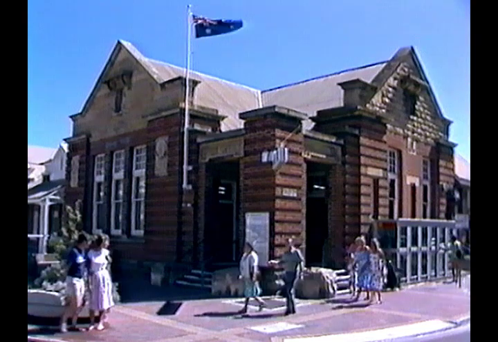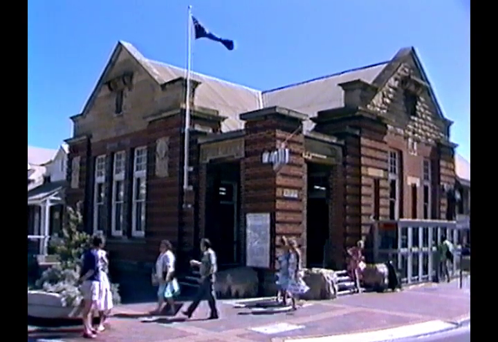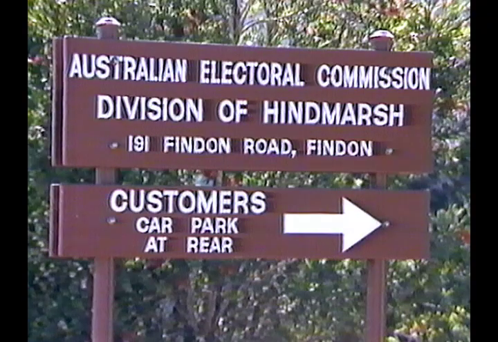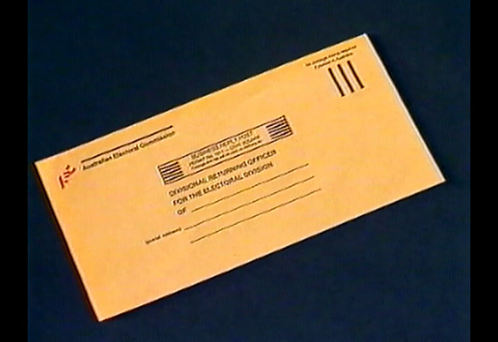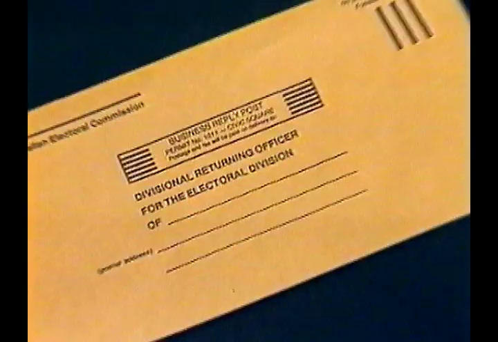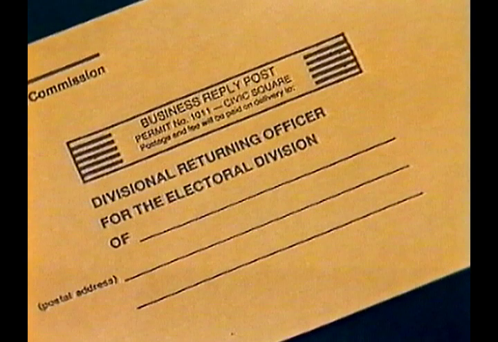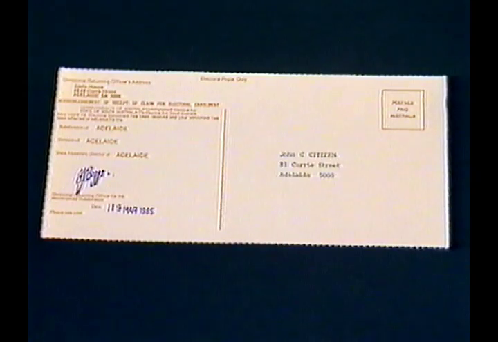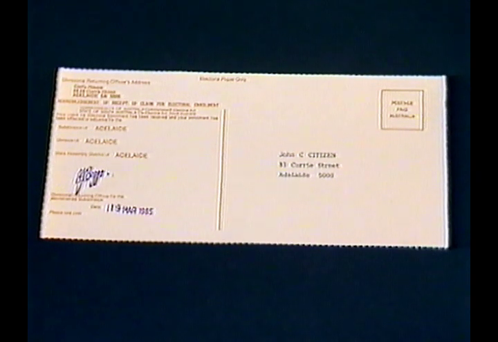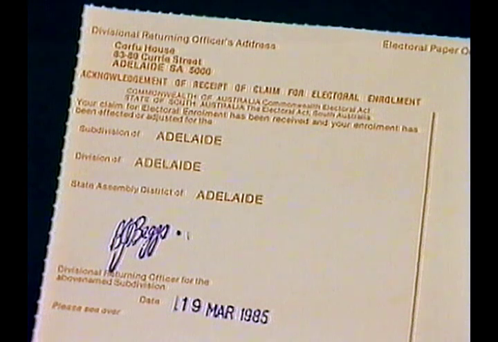Where can you obtain an enrolment claim card? They're available at all post offices and at any electoral office. Once completed, you should address the claim card to your Commonwealth Divisional Returning Officer, who registers and maintains the state electoral rolls. All newly enrolled electors are advised on this card of the district for which they have been enrolled.